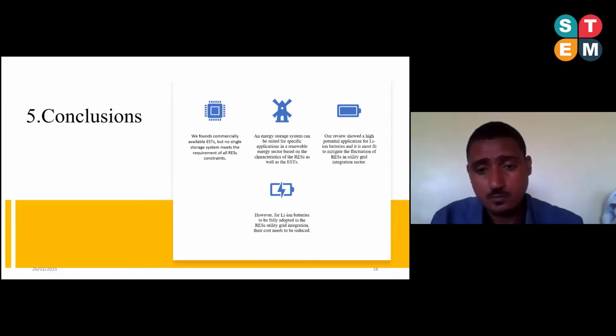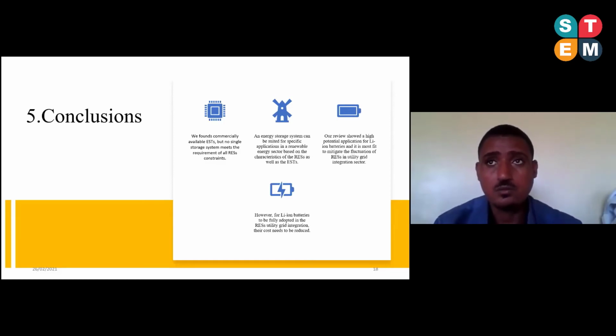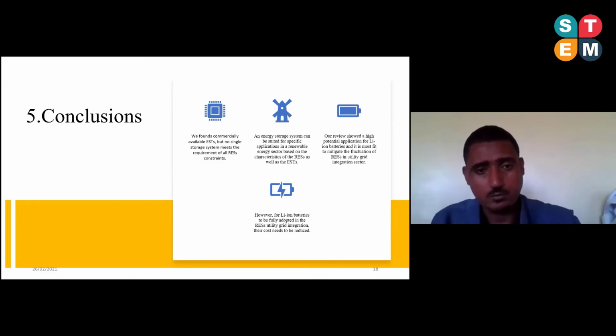But the thing is, the cost of lithium-ion batteries is currently high. So this is a problem of lithium-ion batteries, but in other characteristics, it's fit for renewable energy source grid integration applications. So if the cost is reduced, such a type of battery is typically fit for renewable energy grid integration application.